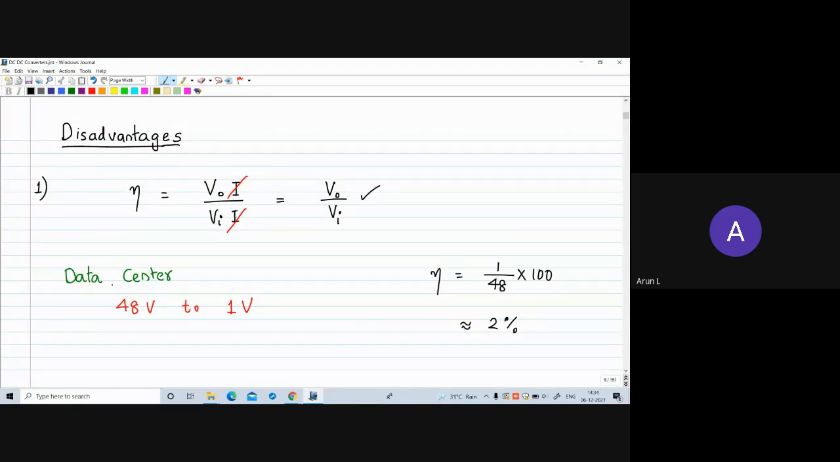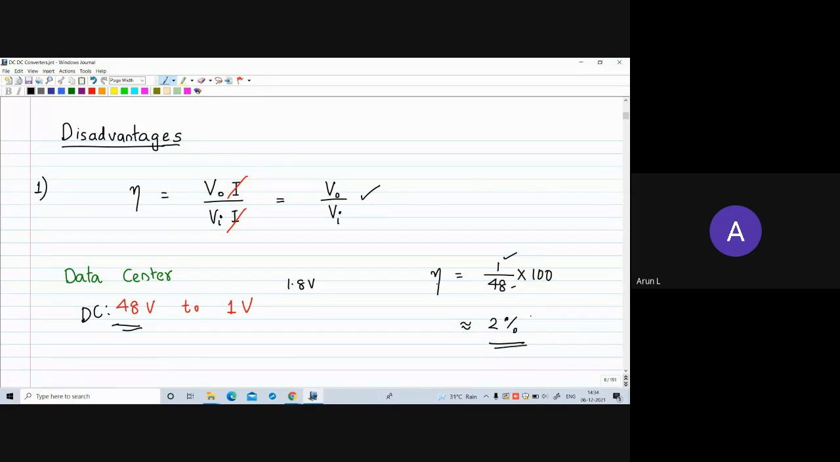One typical example is a data center. In a data center, the DC bus voltage is typically 48 volt. You have the DC bus at 48 volt, and your processor needs a 1 volt power supply, or exactly 1.8 volt, or less than 2 volt. Very small voltage is required for the processor. So for 48 volt to 1 volt power conversion, if you adopt this particular strategy, the efficiency will come as 1 by 48, or about 2%.